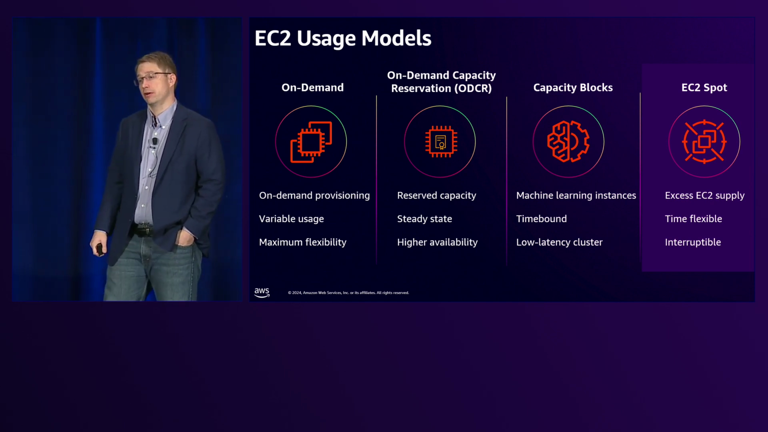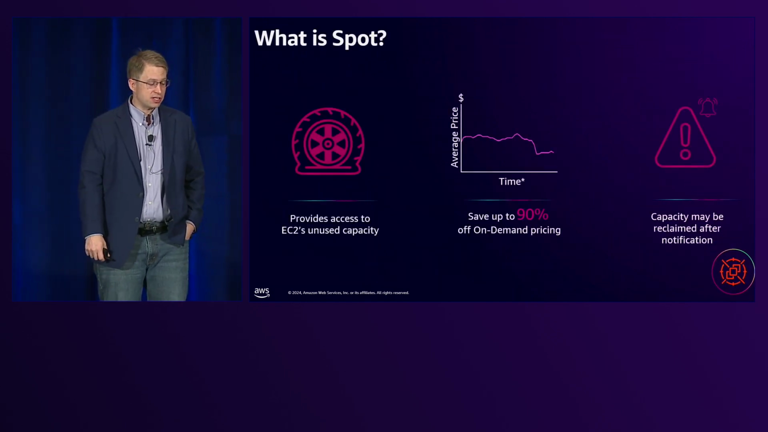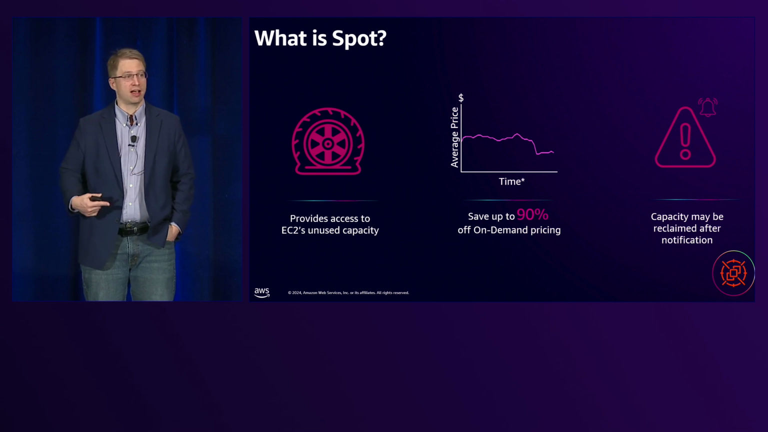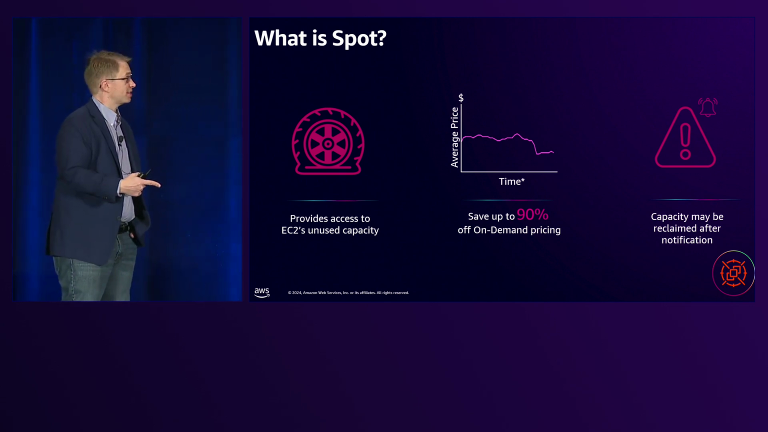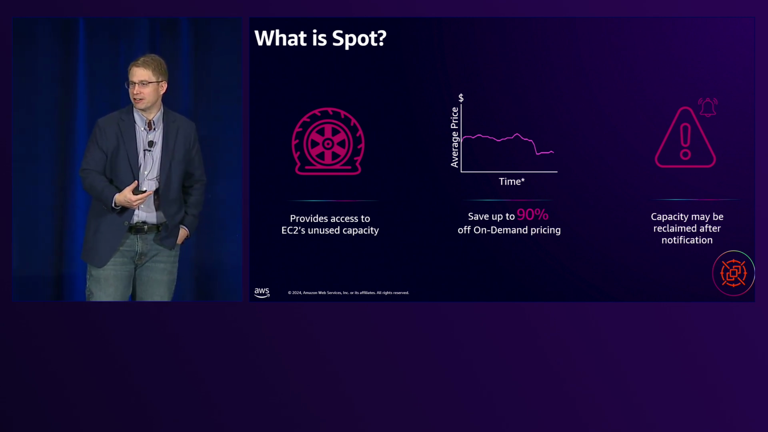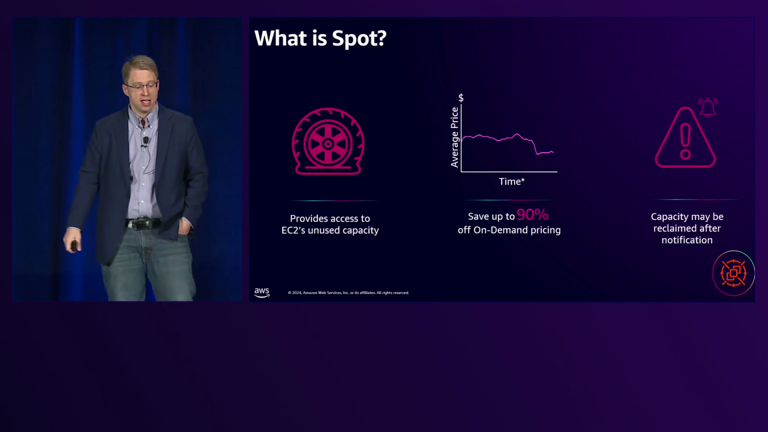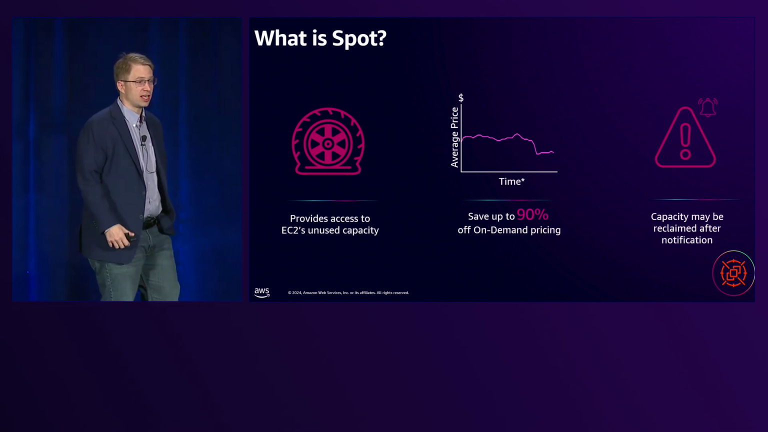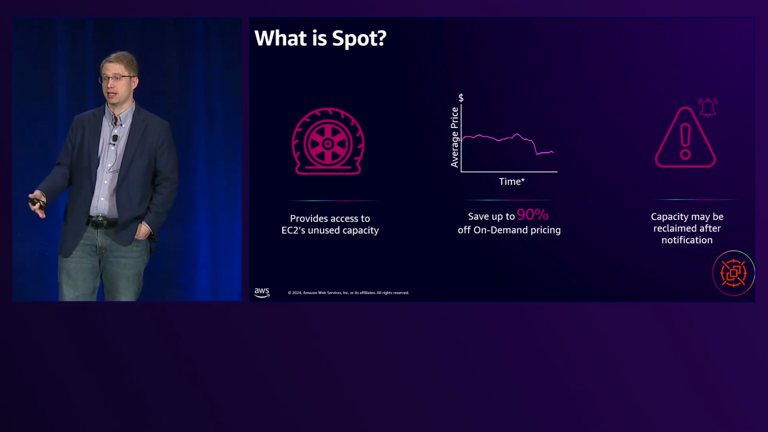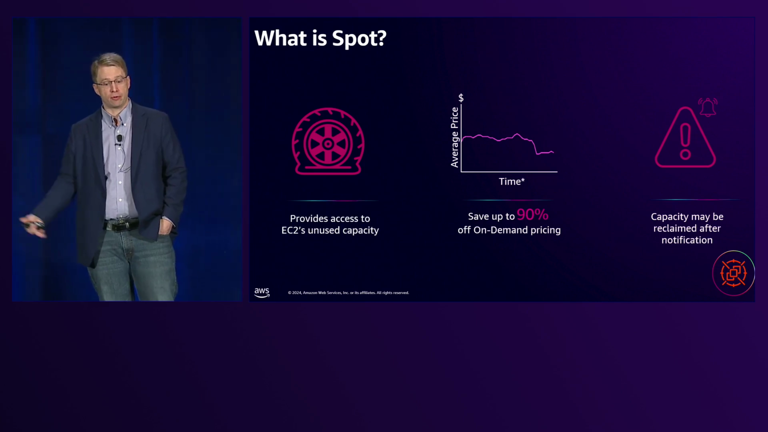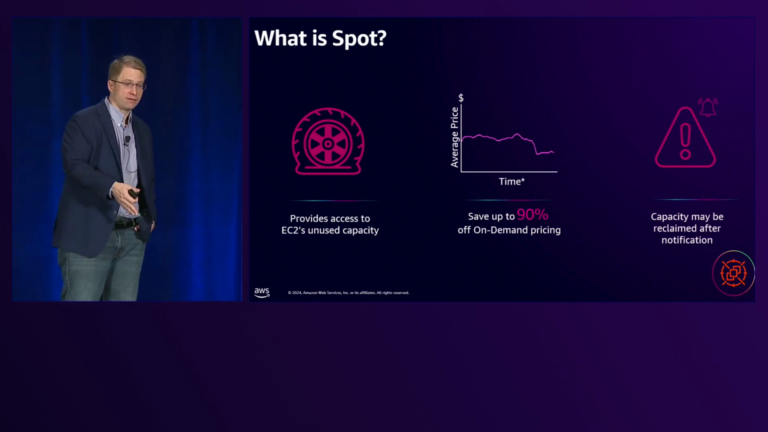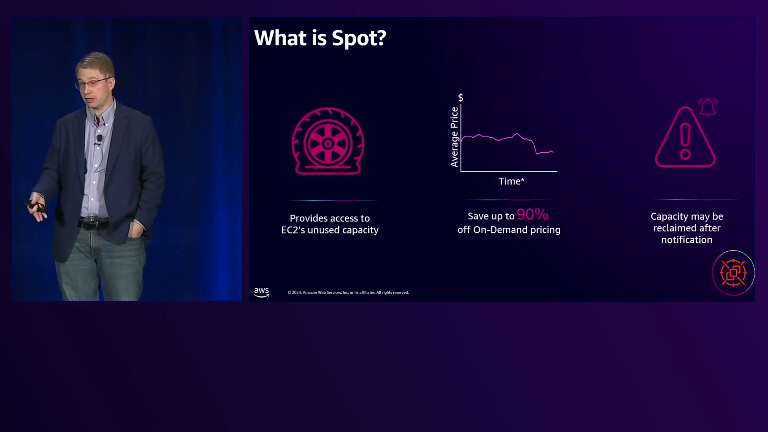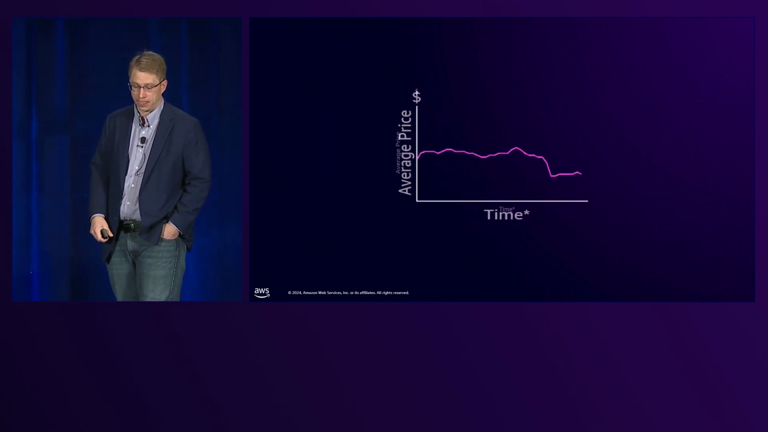EC2 Spot is the next area we should talk about. And as I mentioned in the beginning, and Brian loves this icon, this is about spare capacity. He was like, why do you have a tire on your screen? So spare capacity basically allows you to get a substantial discount, up to 90%, off the on-demand price. And the trade-off is that your capacity can be reclaimed after a notification.